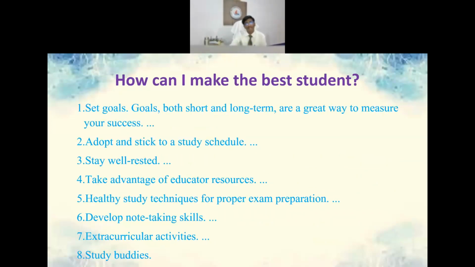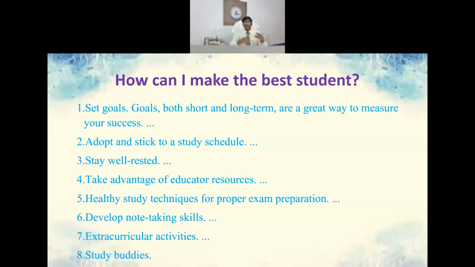So suppose we are dealing with smart classrooms, then that smart classroom or smart learning should give smart or best students. If I have the smart classroom, smart learning, but I'm not getting the best student back, then what's the use of it? So set a goal. Adopt and stick to a study schedule. Stay well organized. Take advantage of educator resources and healthy study techniques for proper exam preparation. Develop note-taking skills, extracurricular activities, study buddies.